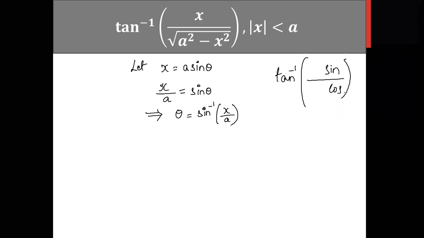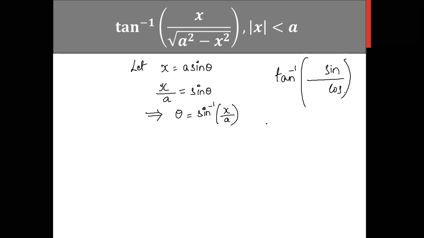Have you understood this? I have substituted x is equal to a sin theta. Then I have taken a to the other side. Since it is multiplication, when you take it to the other side, it becomes division. So x by a is equal to sin theta. So theta is nothing but sin inverse of x by a.